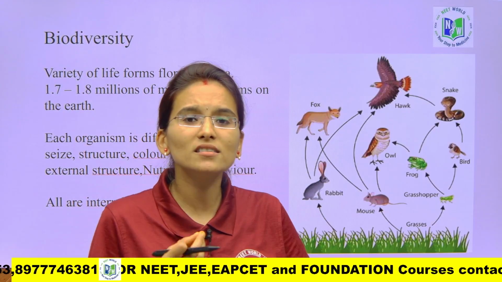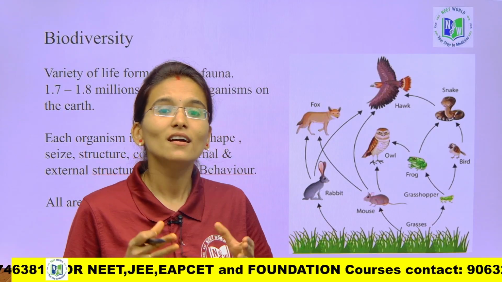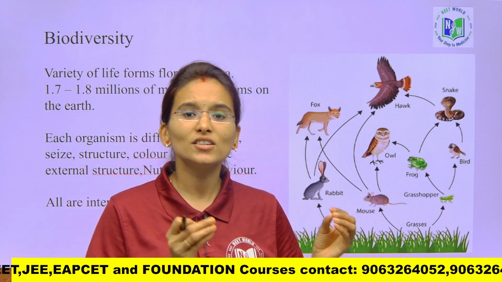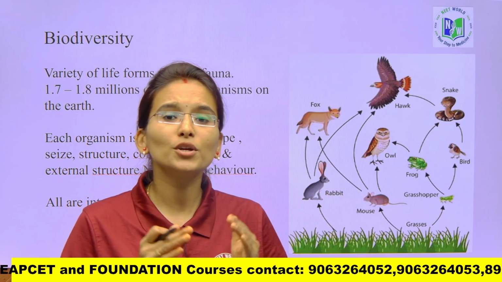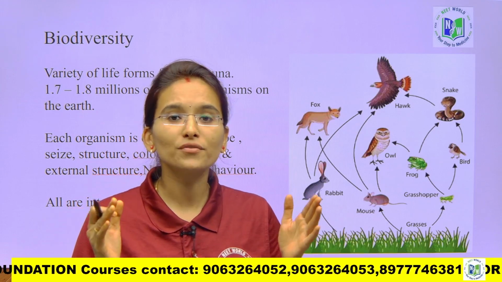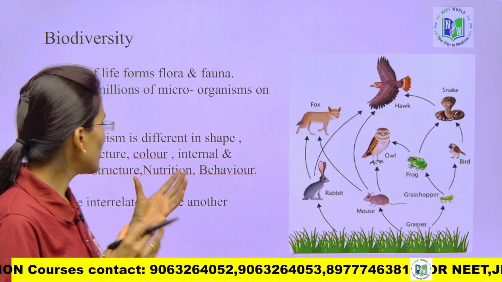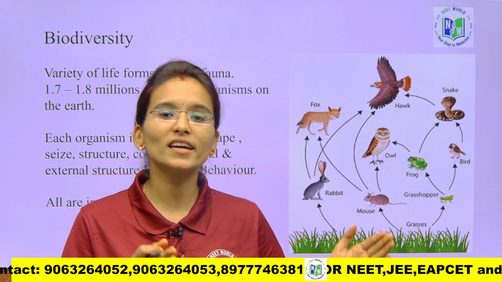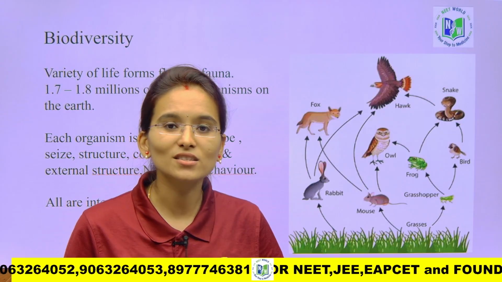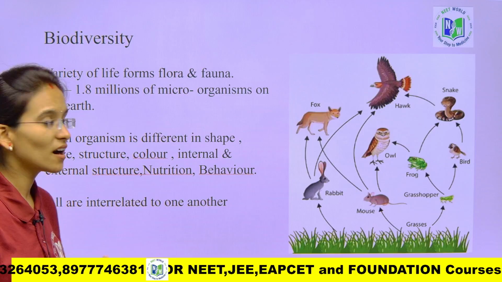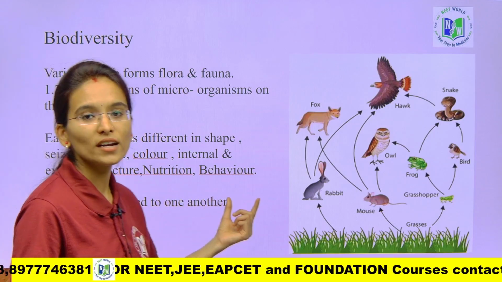Okay, some millions of organisms are present on the earth, and each and every organism, each and every plant and animal, is different in their shape, size, structure, mode of nutrition, color, behavior. Many of these characteristics vary from organism to organism, right students? But at the end, each and every organism is interrelated to one another, right?